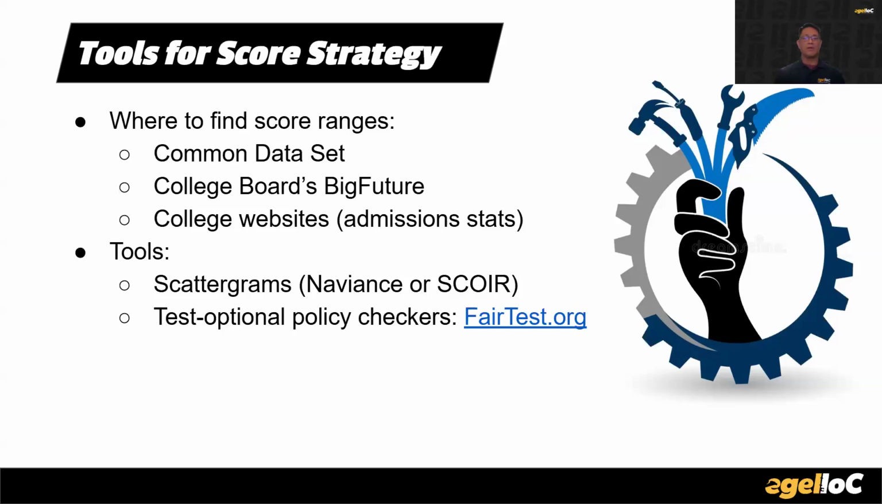Another thing you have probably heard of is Naviance or Score. A lot of the high schools use this. They have a lot of these amazing scattergrams of past students and their scores and outcomes. So it's great to see what those past scores are for those schools. That's a great way to see where your score lies, and if you're above 50% or below.